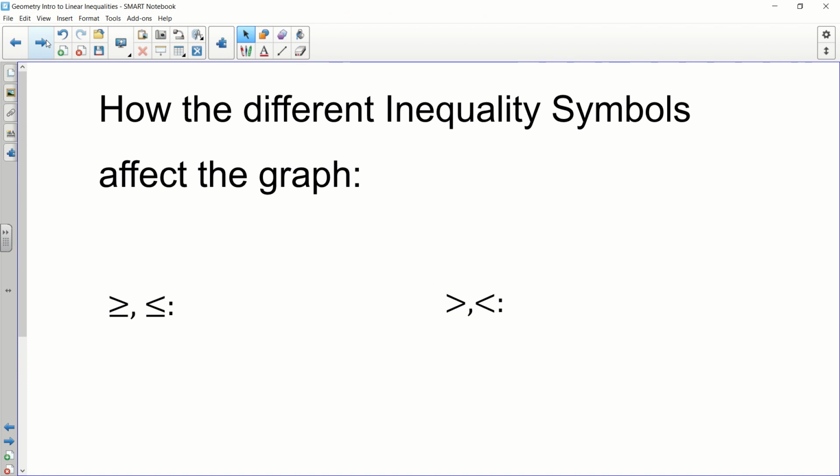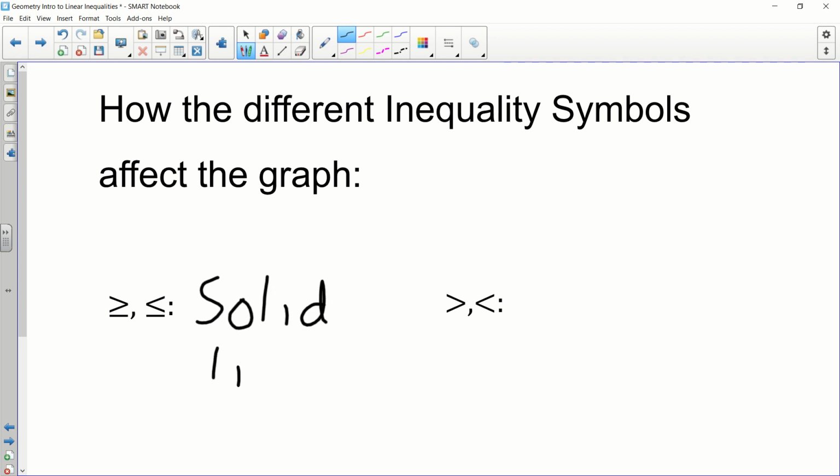If you remember back from Algebra 1, an inequality has these symbols: greater than or equal to, less than or equal to, greater than, or less than. And these are going to affect your graph in the following ways. Whenever you see a greater than or equal to or less than or equal to symbol, your graph is going to contain a solid line. And whenever you just see the less than or greater than symbol, your graph is going to contain a dashed line.